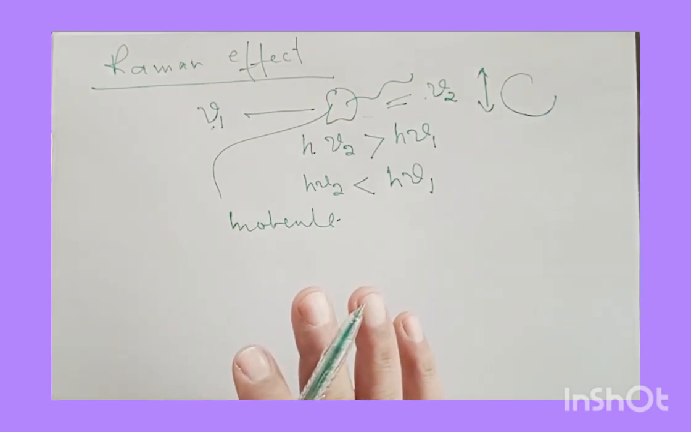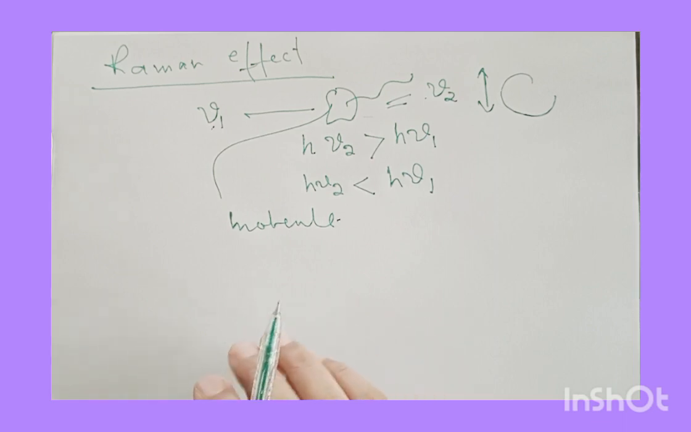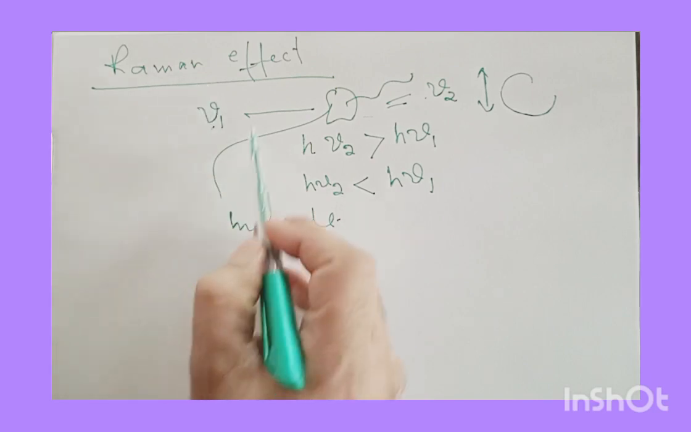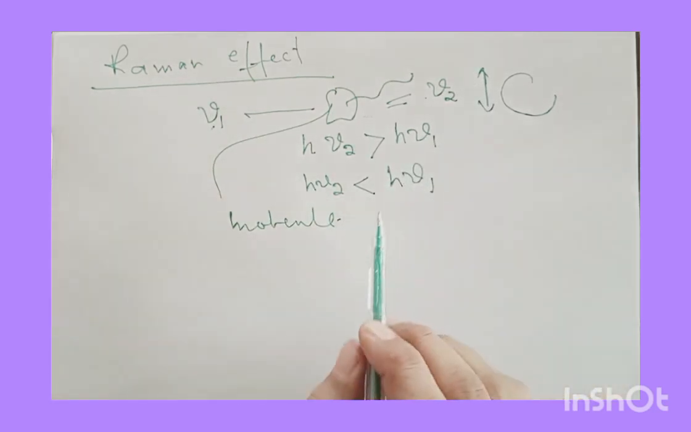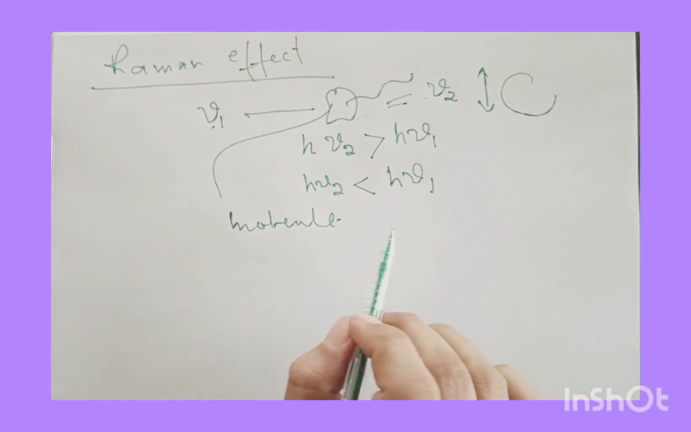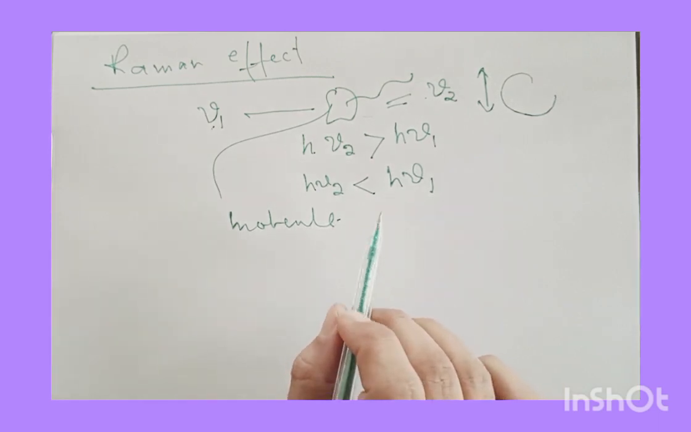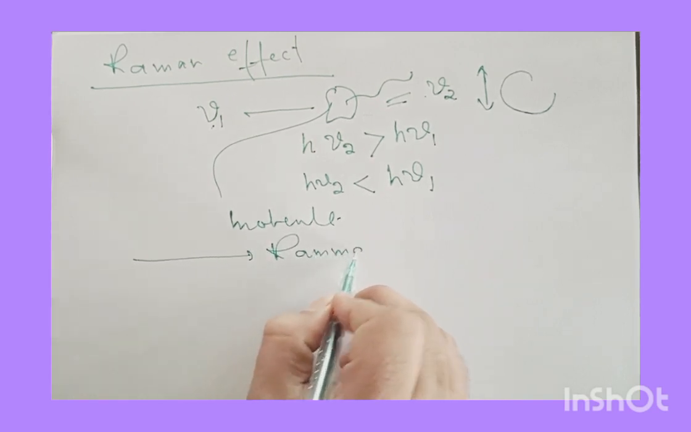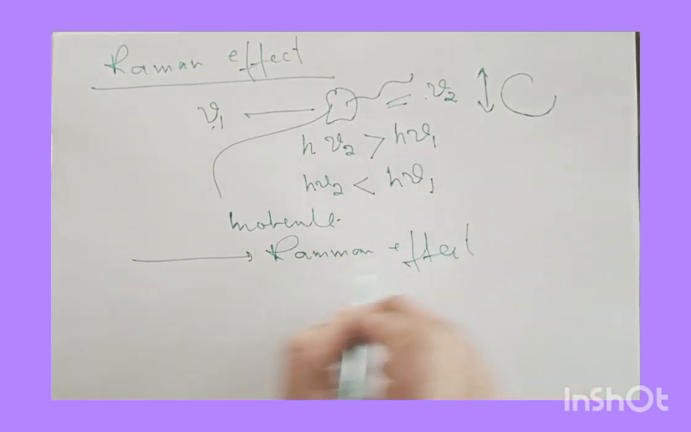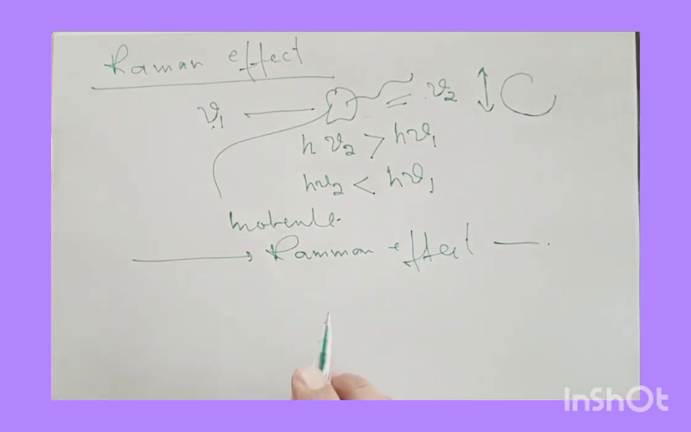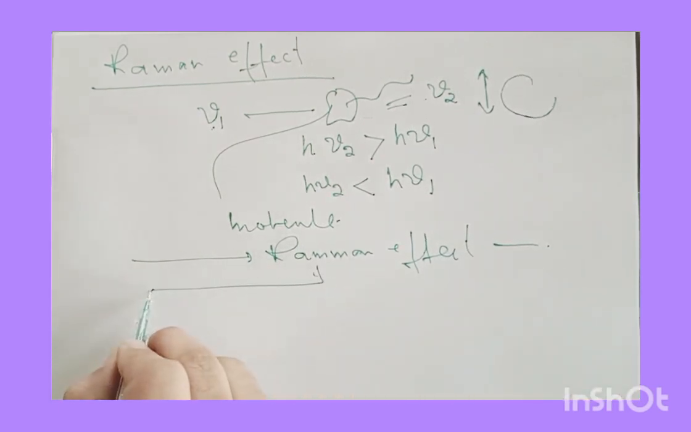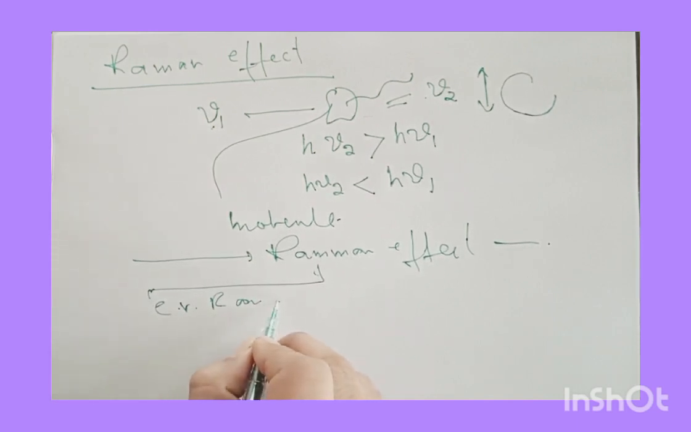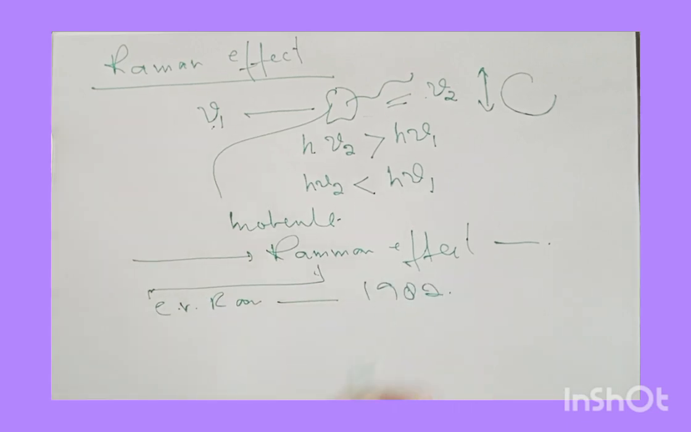Now, this scattering results in a frequency change, because we have a different frequency. This change in frequency that occurs to the radiation leads to what's called the Raman effect. It was discovered by C.V. Raman, and that too in 1928.